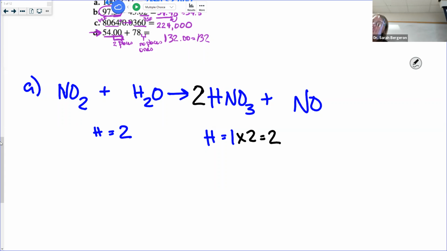What else do I need to look at? Nitrogen. So in my reactants, how many do I have? 1. In my product, 2, because you have this coefficient, and then really there's nothing there, so it's really a 1. I'm not really going to show that, right? So 2 times 1 is 2. So what do?